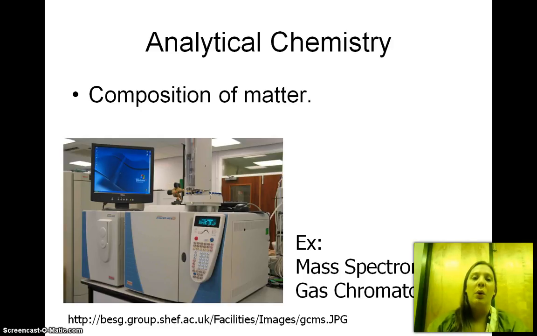So say, for example, at a crime scene we find a white powder and we're not sure, it could be crushed up aspirin, it could be cocaine, it could be sugar, and we can take that unknown compound and we can use these instruments in order to figure out the exact chemical structure. That's what an analytical chemist does.